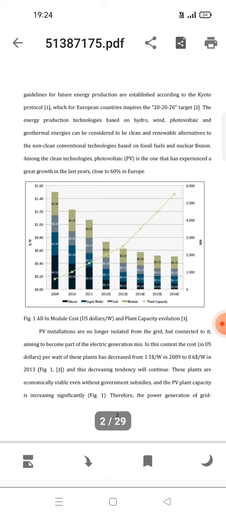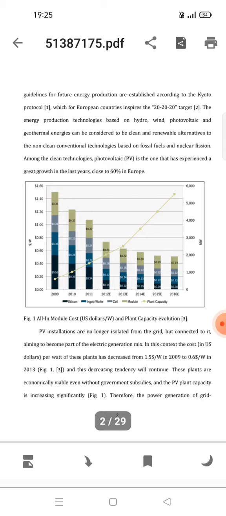Among the clean technologies, photovoltaic is one that has experienced strong growth in the last year, close to 60% in Europe. PV installations are no longer isolated from the grid, but connected to it, becoming part of the electric generation mix. The cost in US dollars per watt decreased to $1.5 per watt in 2009 and 0.6 in 2013. This decreasing tendency will continue, and the plants' economics will improve even without government support, increasing PV plants significantly.